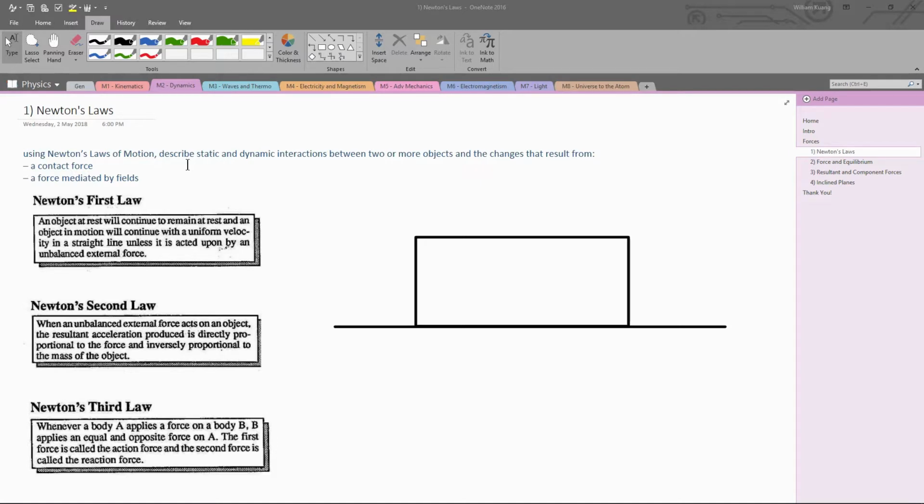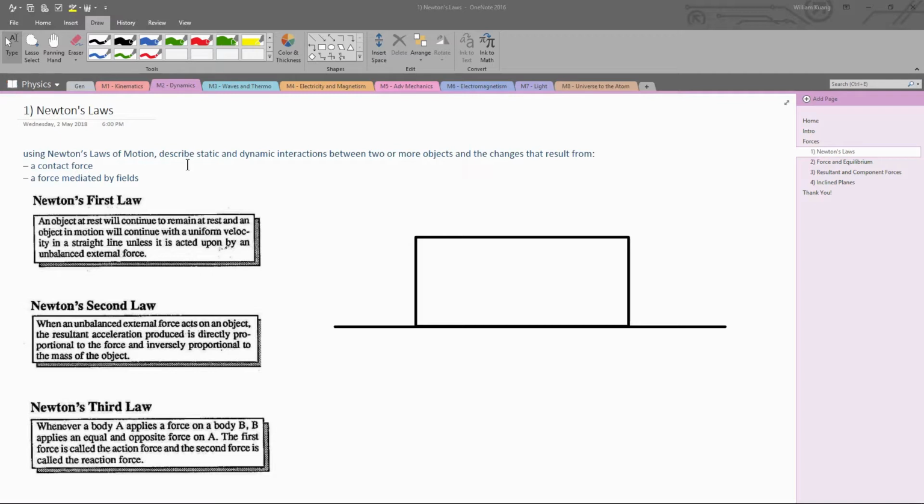So here I have a nice textbook definition of Newton's three laws. So his first law is also known as the law of inertia, and you might have learned about these laws in your previous studies in Year 10, but we're going to review them now.